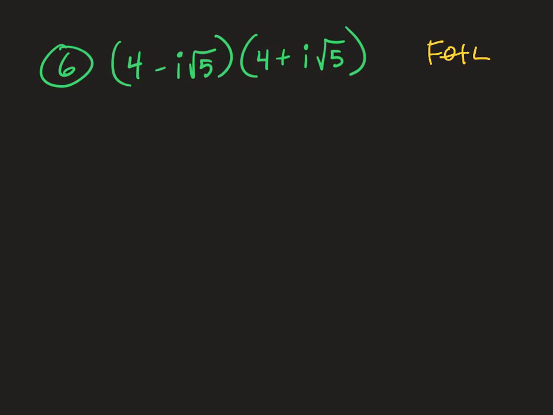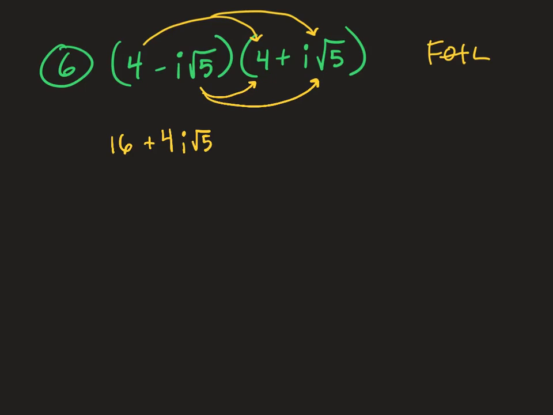So we'll go ahead and go through this, first times first, outers, inners, and then the last ones in both parentheses. So 4 times 4 would give us 16. 4 times positive i square root of 5. Again, you're not going to multiply the 4 and the 5, you're just going to butt them all up against each other. So this will be positive 4i square root of 5. Moving on to the middle, negative i square root of 5 times 4 is going to be negative 4i square root of 5.